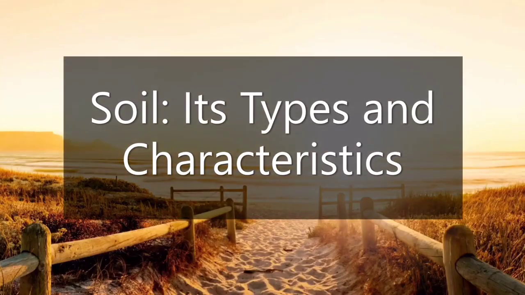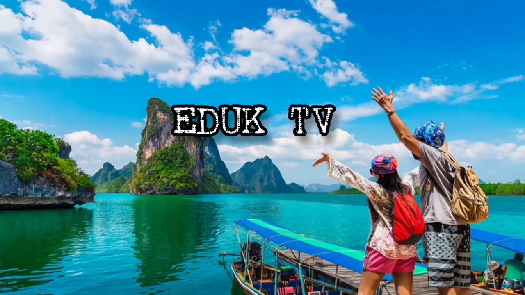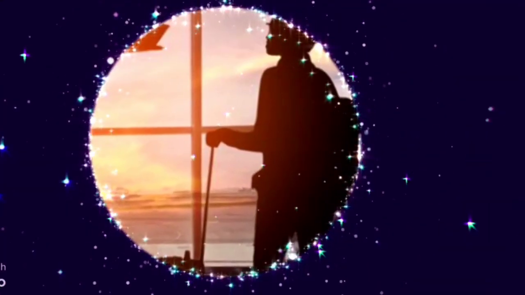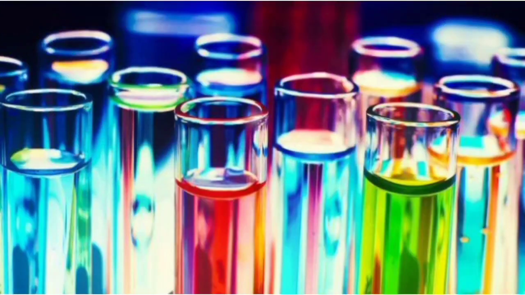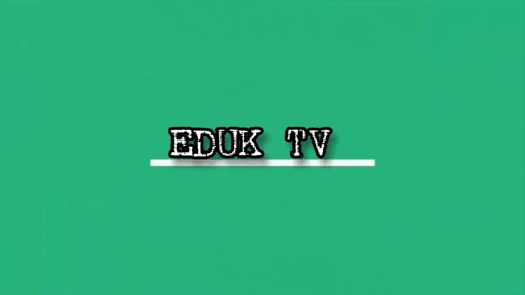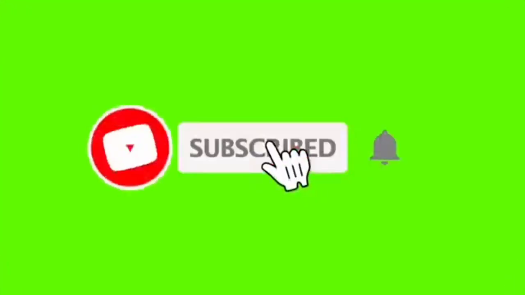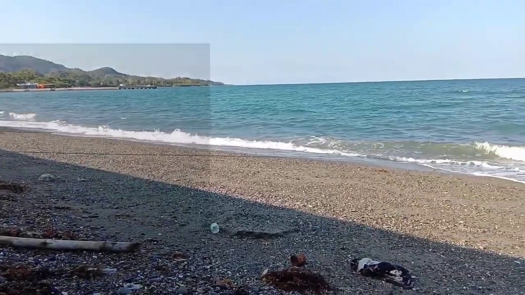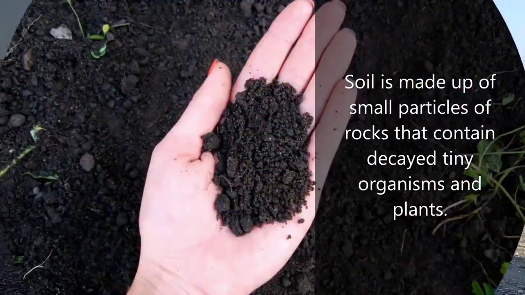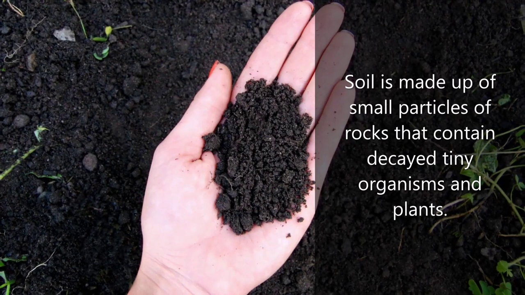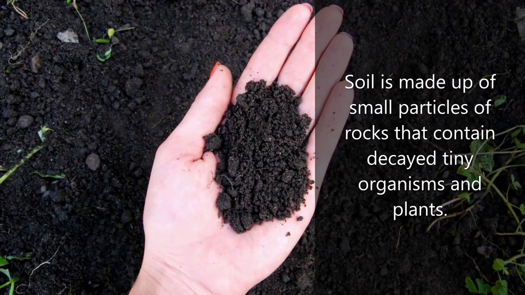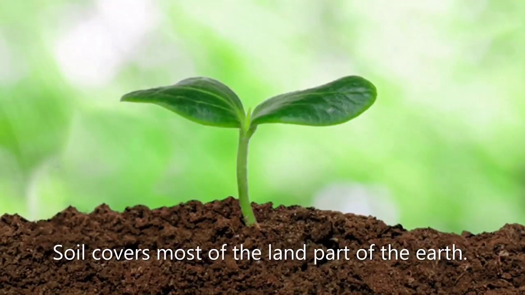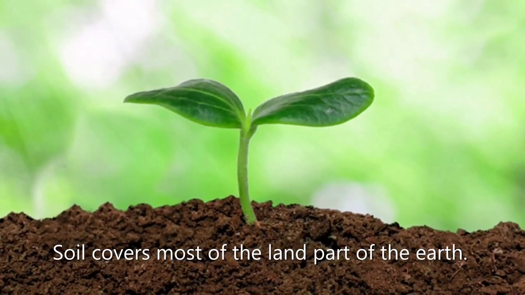Good day everyone! Today we'll be discussing soil and its types and characteristics. Do you know what is meant by soil? Soil is broken pieces of rocks. It is made up of small particles of rocks that contain decayed tiny organisms and plants. Soil covers most of the land part of the earth.